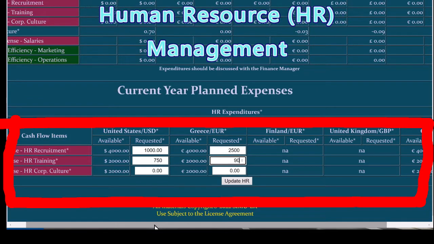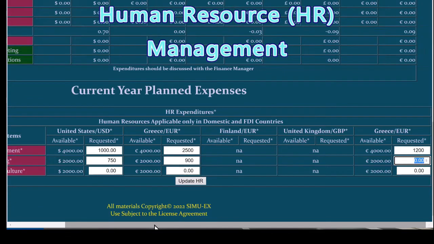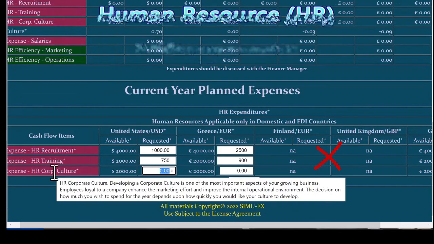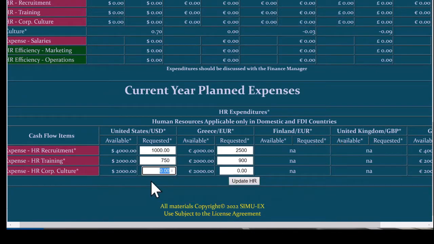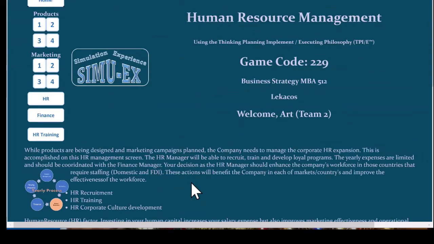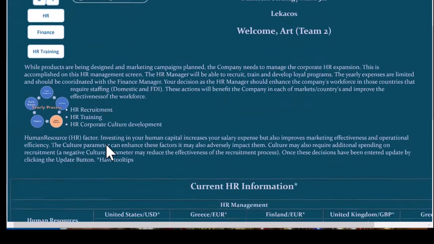And as stated, these decisions are only allowable in domestic and FDI countries. Export countries have manufacturers or sales representatives. They, however, are not employees of the corporation, and thus HR has no responsibility in countries that are being exported into, or obviously countries where no sales are being made.